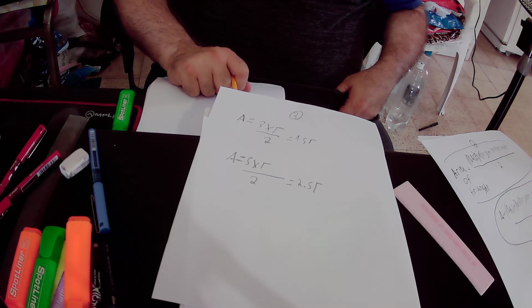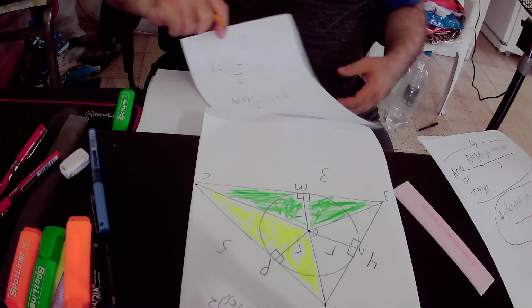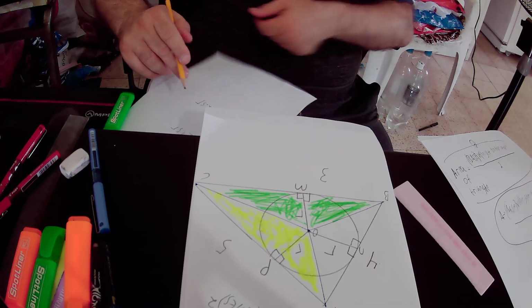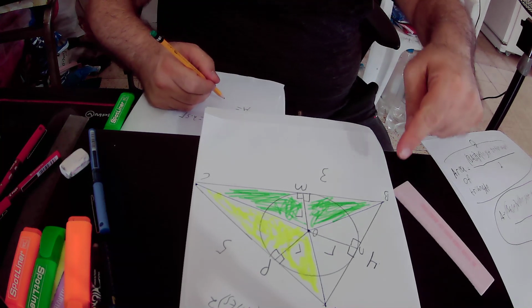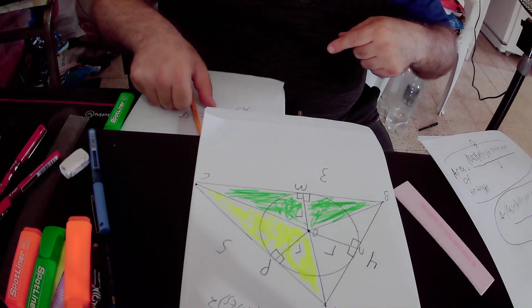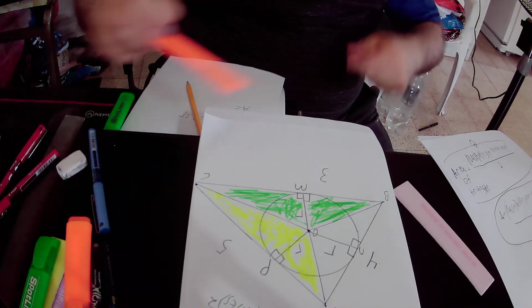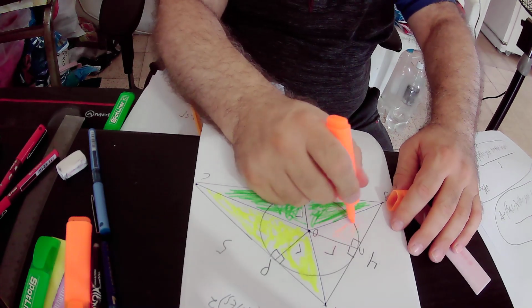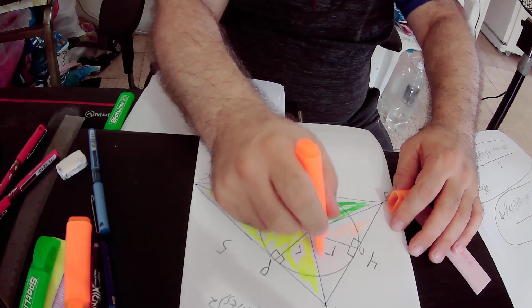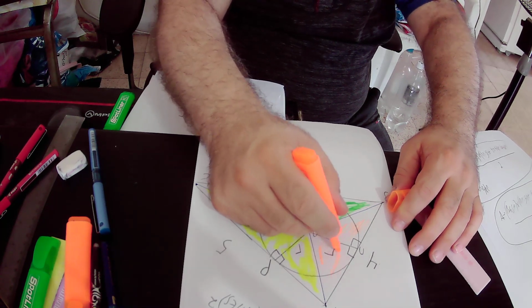And in the next step we will find out the area of triangle AOB. Okay? We actually will find out the area of the orange triangle.